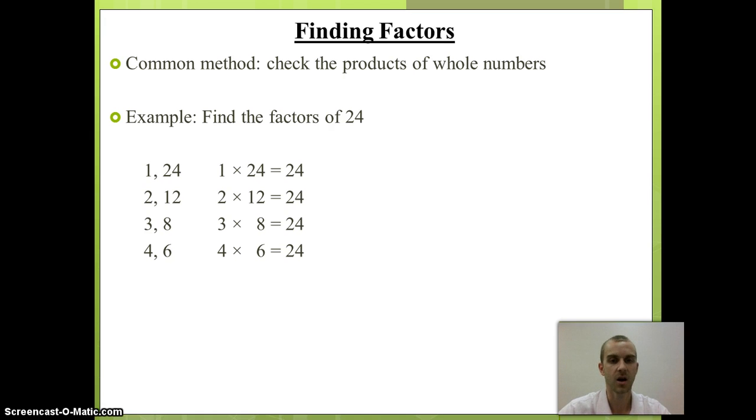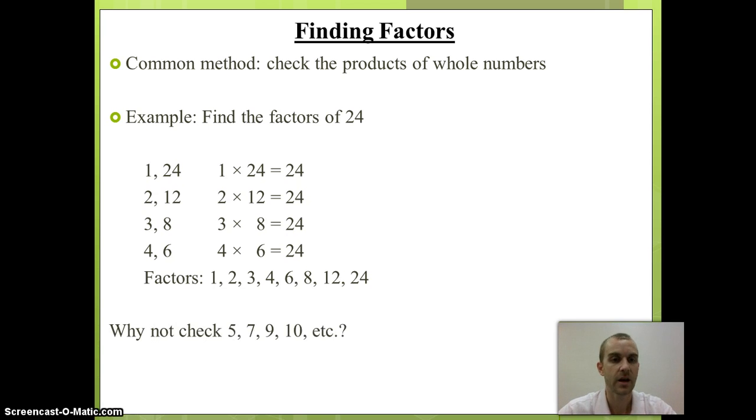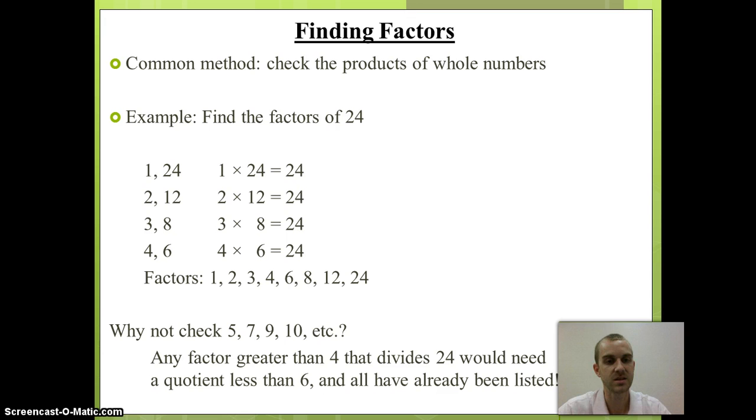And then I got to think, are there any more? No. So I know my factors are 1, 2, 3, 4, 6, 8, 12, and 24. Now why do I know I can't go any higher? Well, if I go up to 5, 7, 9, 10, that means since 4 is multiplied by 6, once I go up to 5, I've got to have something less than 6 to be able to multiply by. And that is not possible because we already have them all listed.